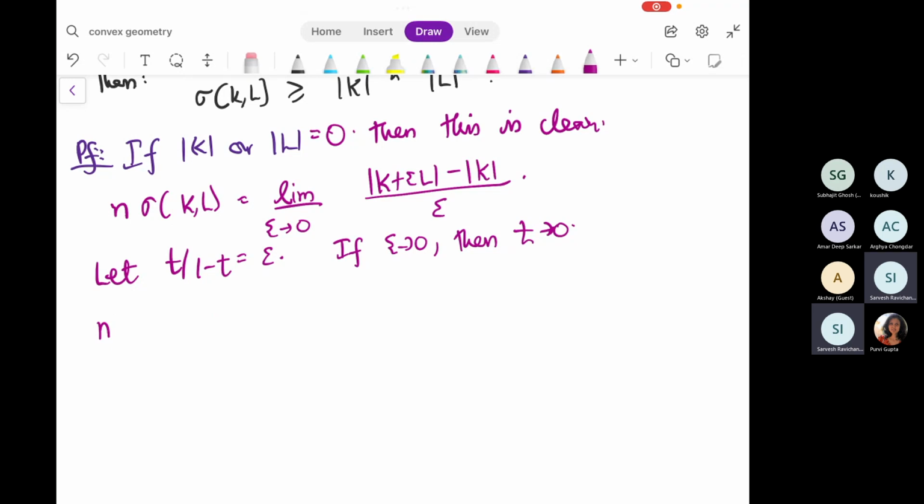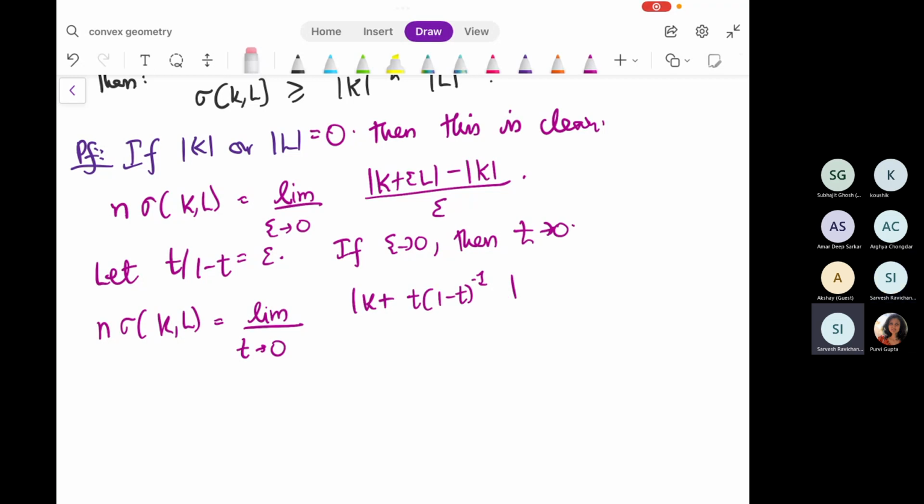That n sigma of K comma L is the lim as t tends to 0 of the area of K plus t by 1 minus t times L, excuse me, minus the area of K, divided by epsilon. Oh, sorry, I've replaced epsilon as well.